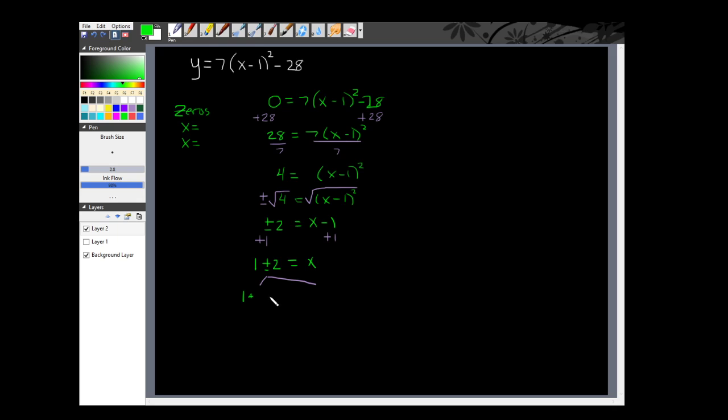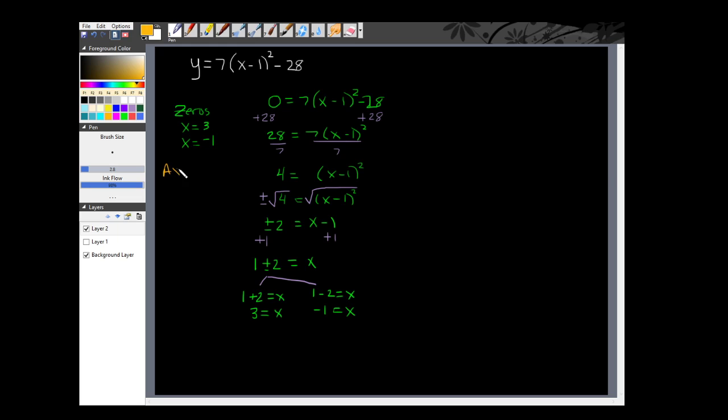So that plus or minus is saying that there's two answers. One where it's a plus, and one where it's a minus. So if you create the two equations, they look exactly the same, except we split that sign up. So my two possible values for x are 3 and negative 1. So those are my two zeros.